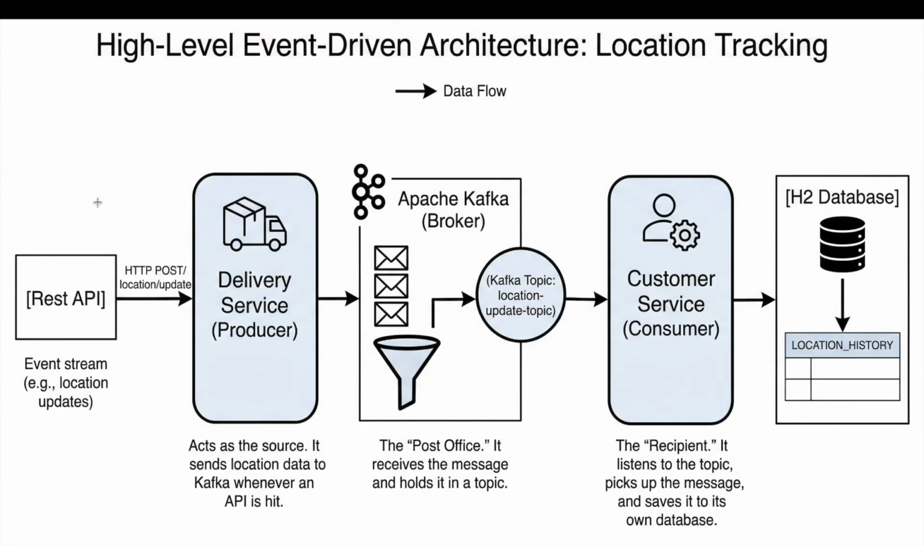As you can see in this diagram, the flow starts on the left. The REST API represents an incoming event stream, for example, a rider's phone sending a location update. The data is received by our delivery service producer, which acts as the source.